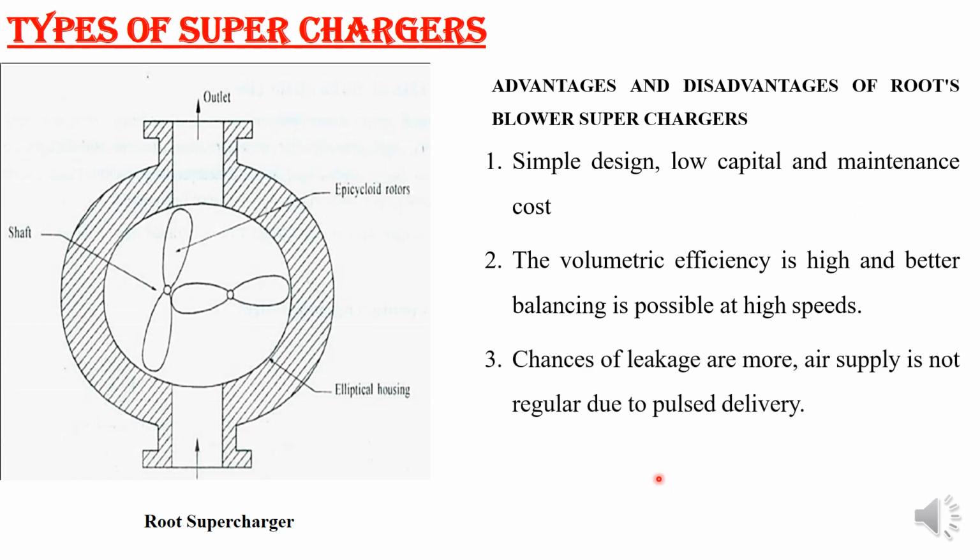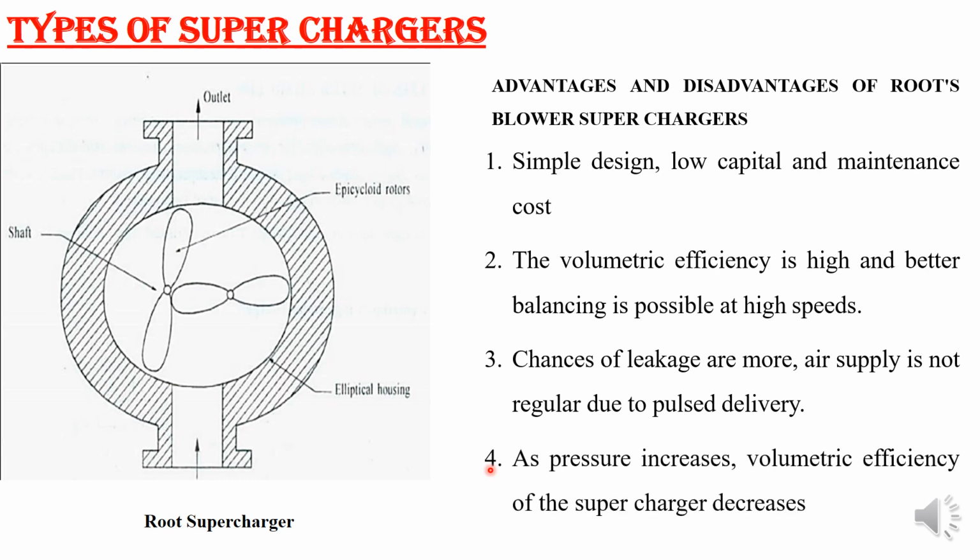Chances of leakages are more. This is the disadvantage, as already told. Sometimes air leakage may take place, so that we can't achieve that kind of pressure ratio. The same pressure, 1 atmospheric pressure, may go inside the cylinder. As the pressure ratio increases, the volumetric efficiency of the supercharger decreases. So this is the disadvantage. These two are disadvantages, and these two are the advantages of your Roots type of supercharger.